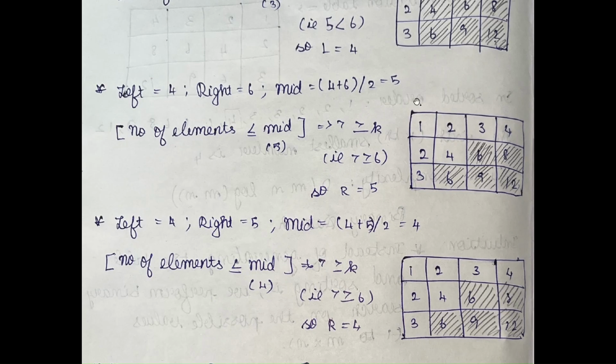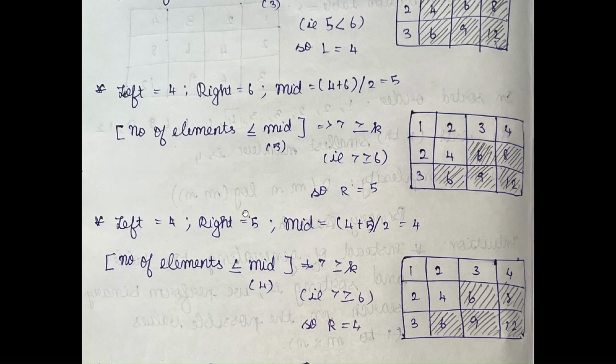So the number of elements less than or equal to 5 here are 1, 2, 3, 4, 2, 4 and 3, which counts to 7, which is greater than k. That is, 7 is greater than or equal to 6. So in this case, according to the rule, we will be updating the right value equal to mid, which leads to r equal to 4.